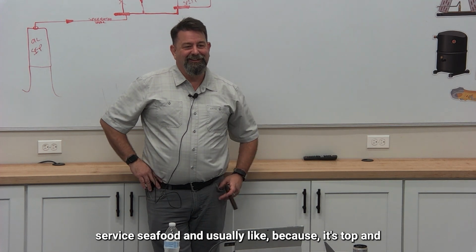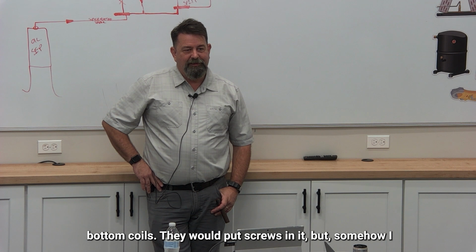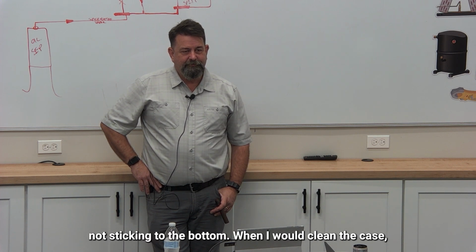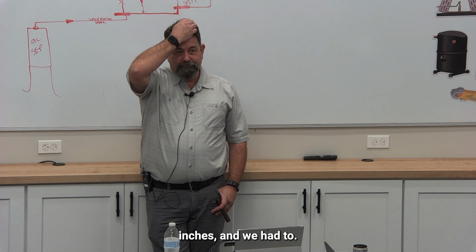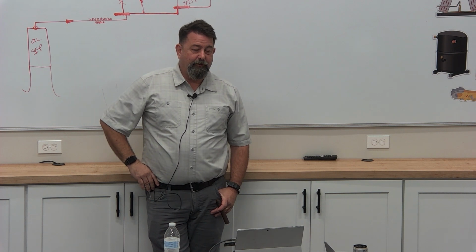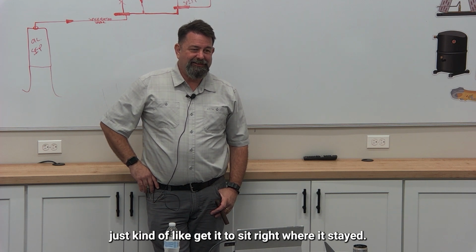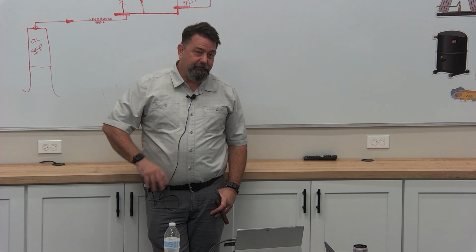And usually, because it's top and bottom coils, they would put screws in it, but somehow, I don't know, the silicone tape was not sticking to the bottom. And when I would clean the case, the whole coil pushed forward probably like 4 or 5 inches. We had to get copper as a unistrut and just get it to sit right where it stayed. But got to make the seal, right?